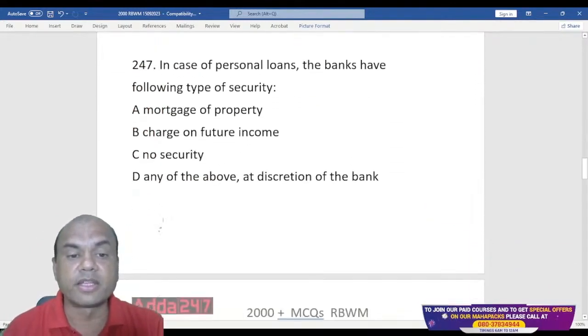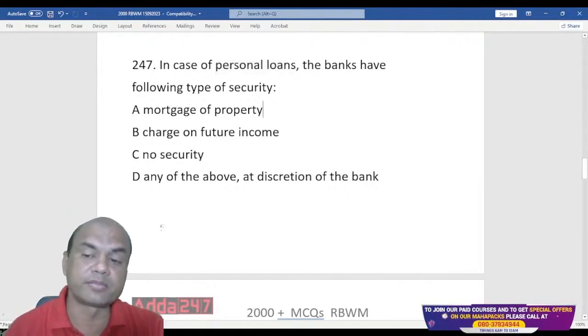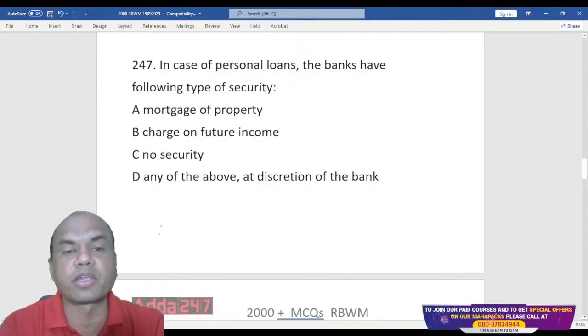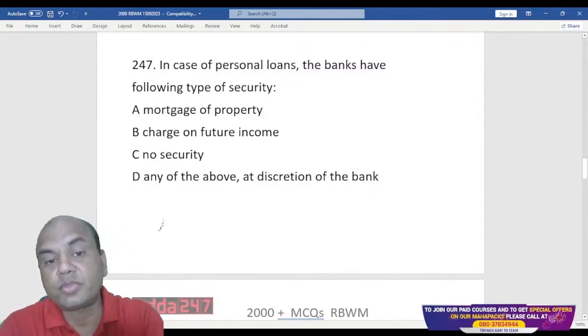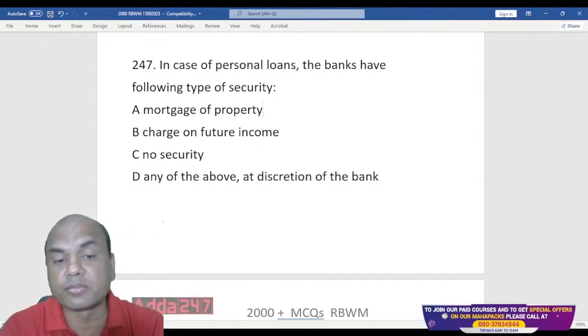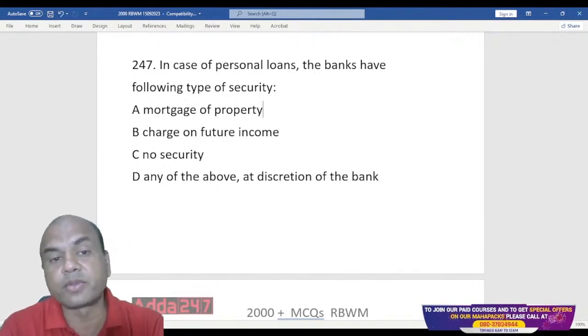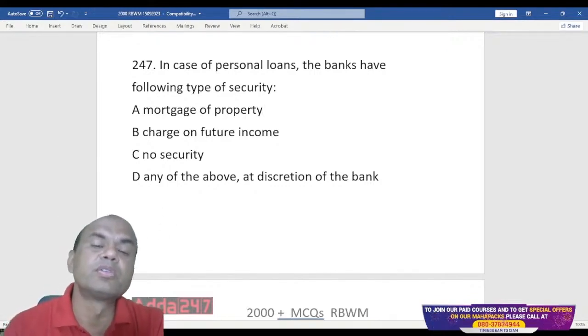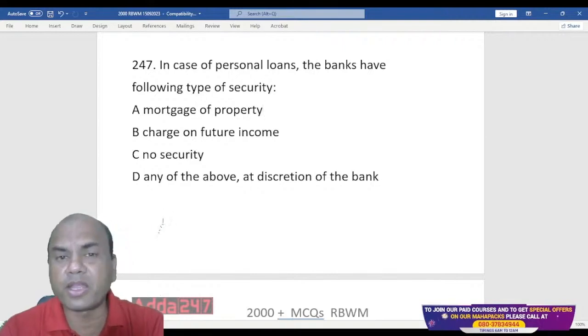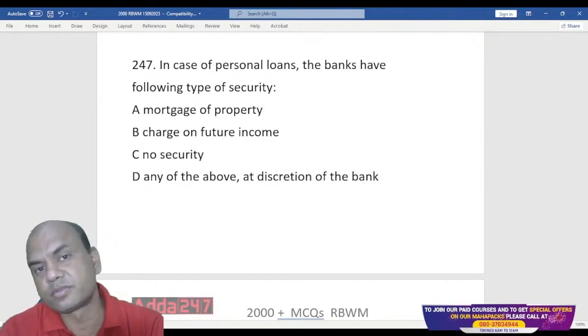Next one. In case of personal loans, banks have the following type of security. So for personal loans, what do we take as a security? Mortgage of property, charge on future income, no security, any of the above at the discretion of the bank. So tell me, do I take the mortgage of property for a personal loan? Property is taken for which loan?